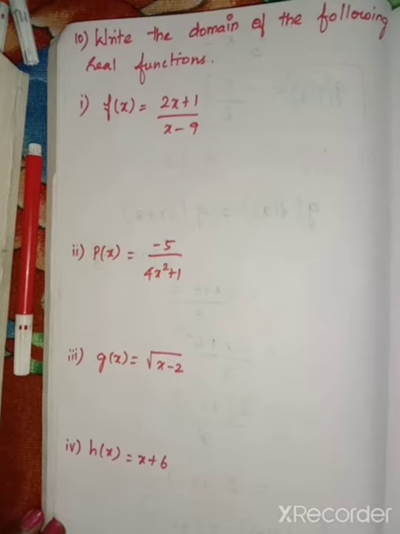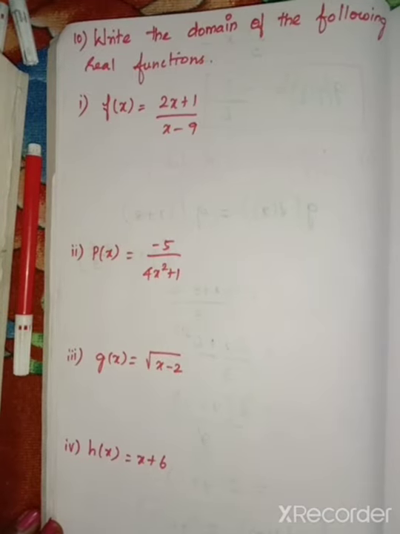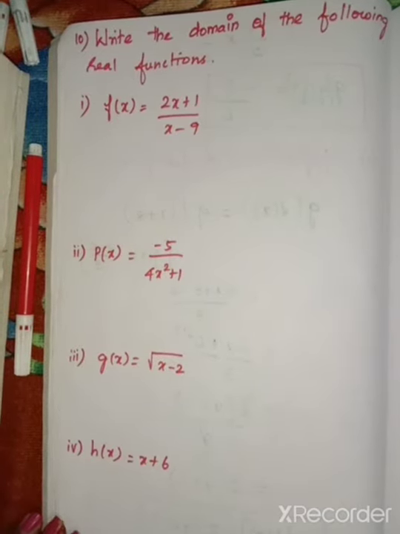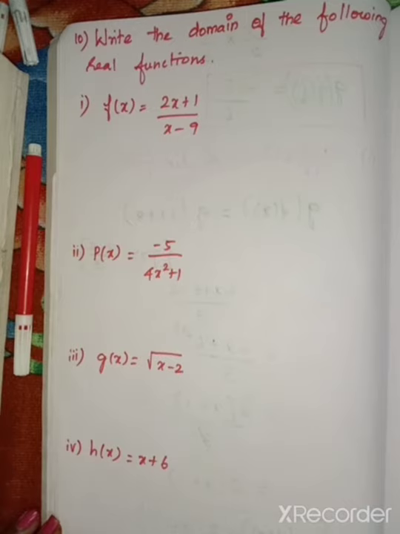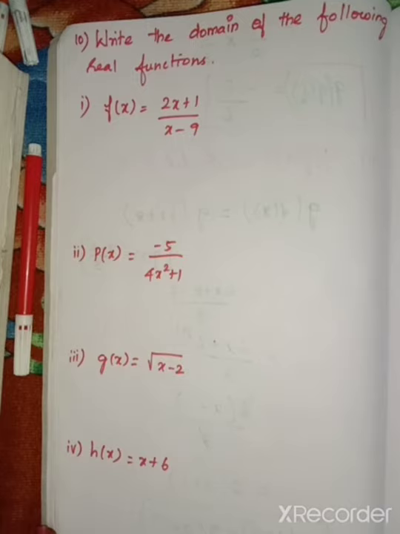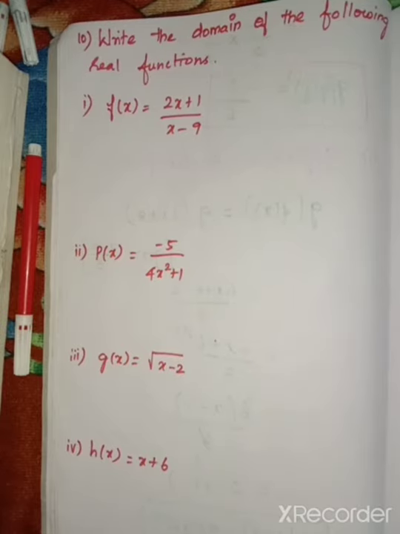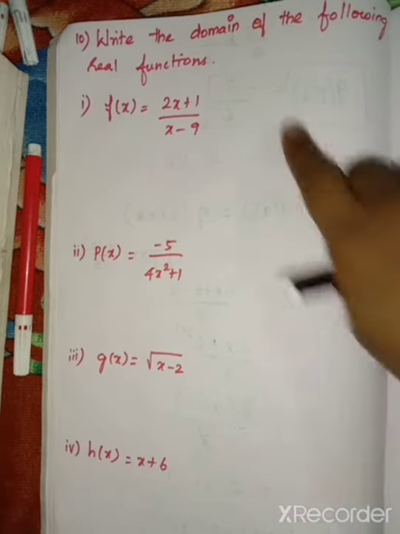10th question. Write the domain of the following real functions. There are 4 subdivisions. First subdivision, f of x equals 2x plus 1 divided by x minus 9. Second one, p of x equals minus 5 divided by 4x squared plus 1. Third one, g of x equals root of x minus 2. Fourth one, h of x equals x plus 6. So here we want to write the domain.